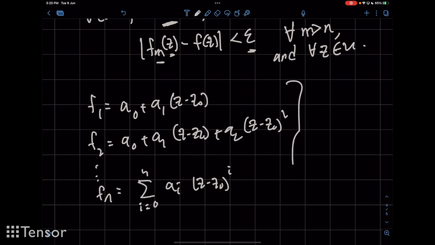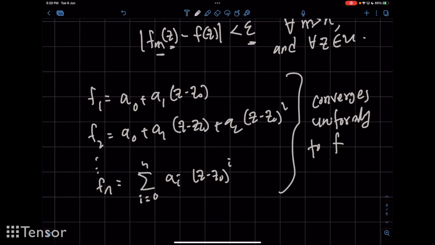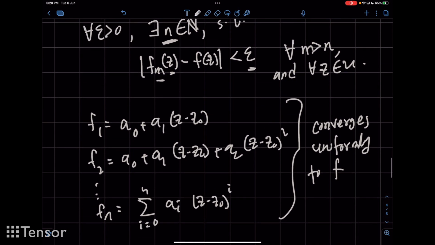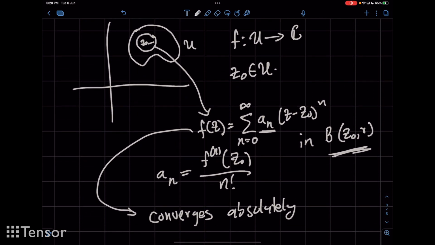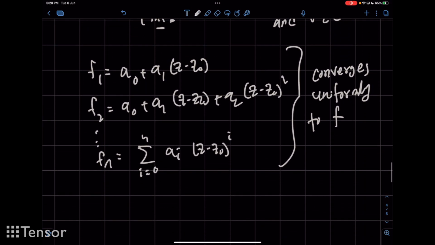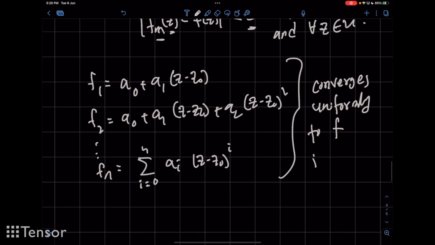Of course, this converges uniformly to f, but what is the domain? No, the domain is not the whole of U. The domain is the open ball centered at z naught with radius r. So this converges uniformly to f in my open ball.